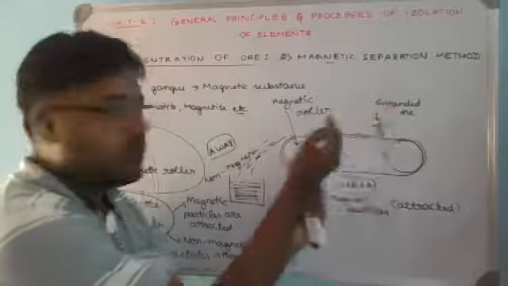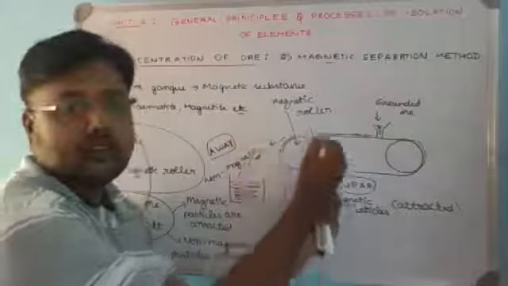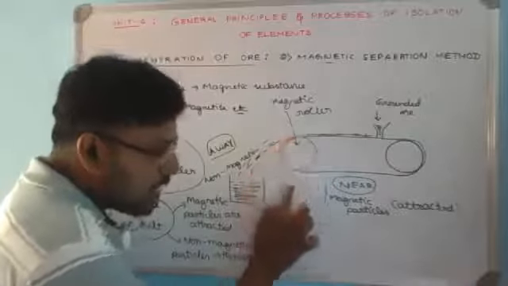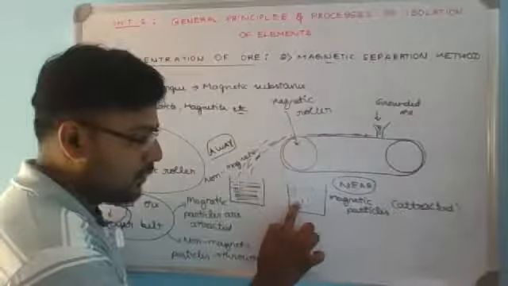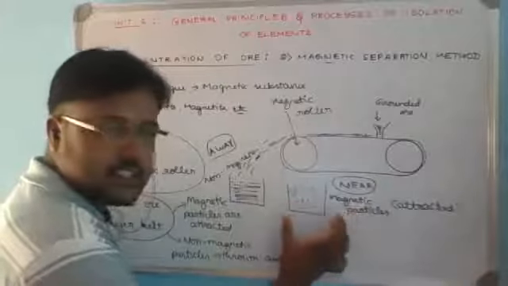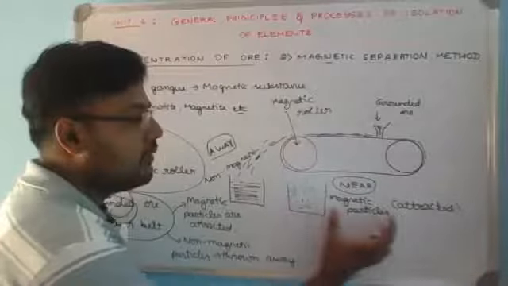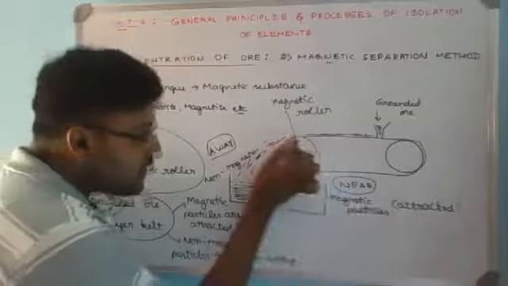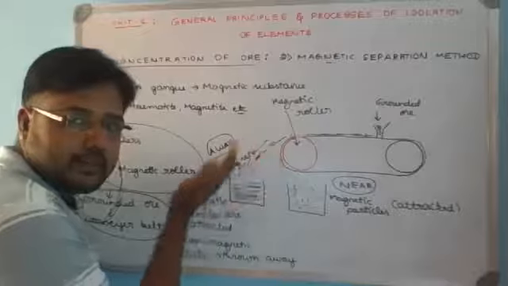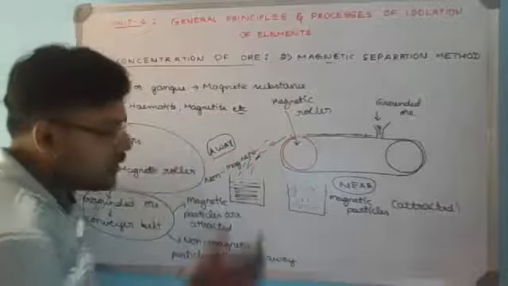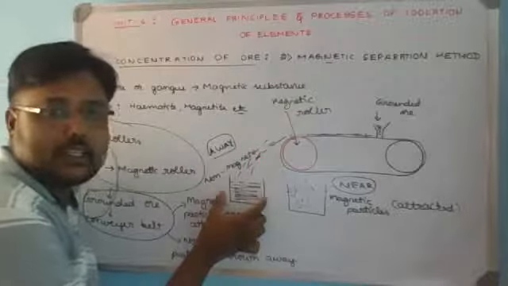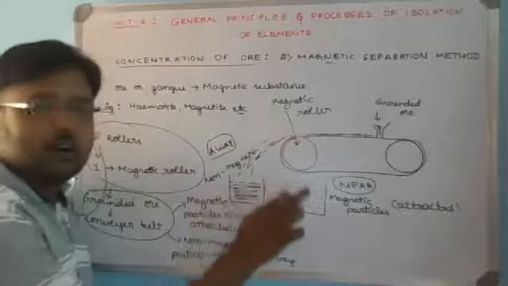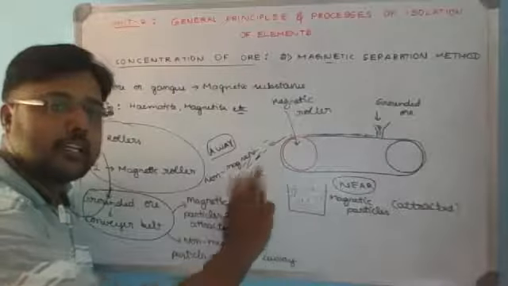Once the powdered ore is moving and reaches near the magnetic roller, the magnetic particles are attracted near the roller. So the fraction which is collected near the roller will contain magnetic particles, whereas the particles which are thrown away and collected away from the roller will be non-magnetic particles present in the powdered ore, either gangue or ore particles.